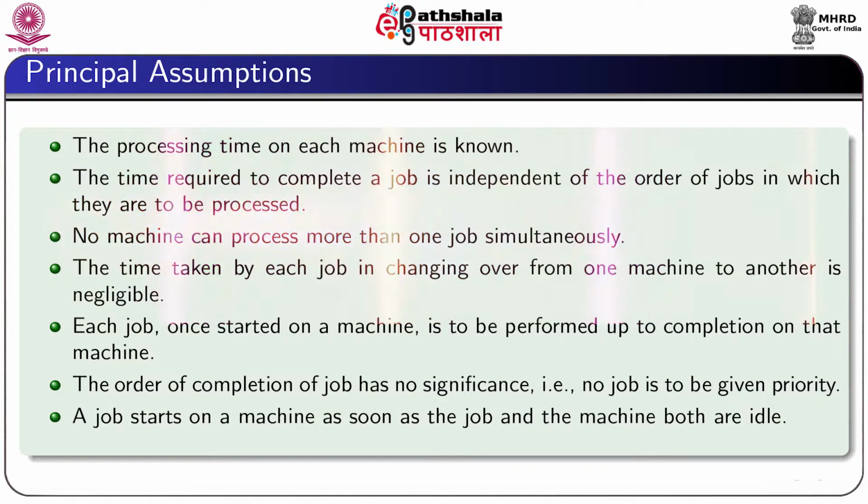Now, let me define some assumptions, which are called principal assumptions for job sequencing problems. We assume that the processing time on each machine is known. The time required to complete a job is independent of the order of jobs in which they are to be processed. No machine can process more than one job simultaneously.